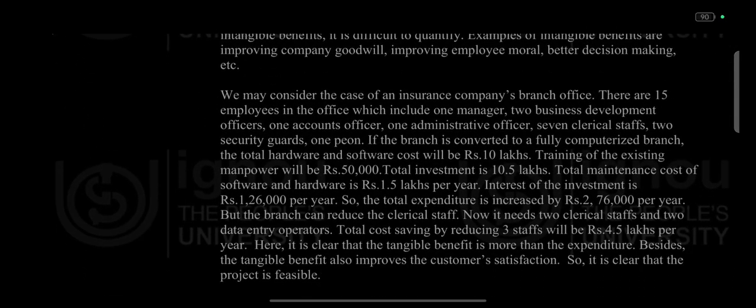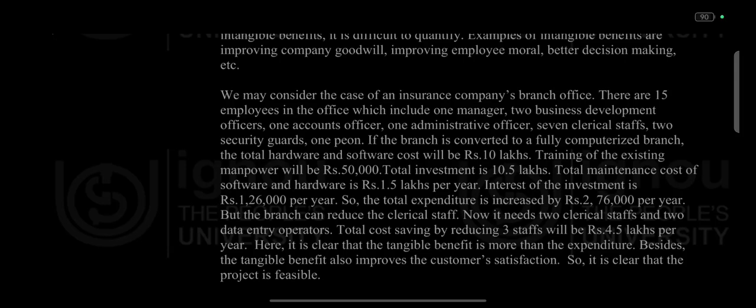We may consider the case of an insurance company's branch office. There are 15 employees in the office, which include one manager, two business development officers, one accounts officer, one administrative officer, seven clerical staff, two security guards, one peon. If the branch is converted to a fully computerized branch, the total hardware and software cost will be rupees 10 lakhs. Training of the existing manpower will be rupees 50,000. Total investment is 10.5 lakhs.